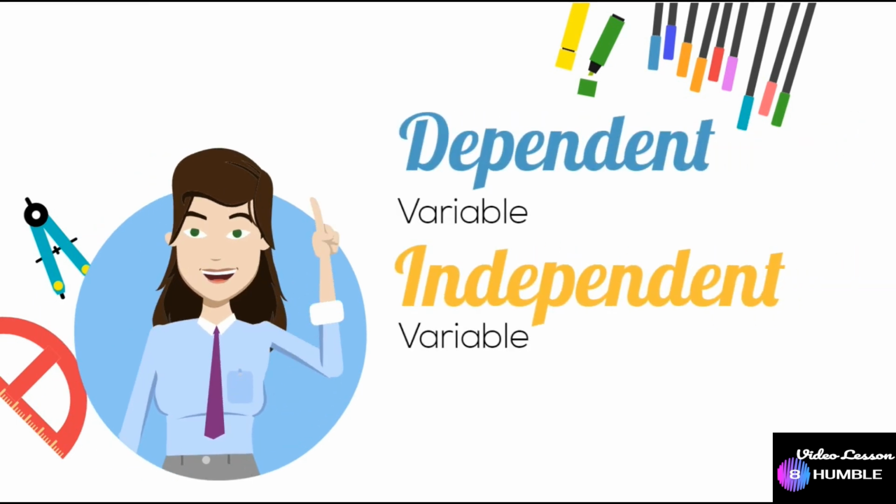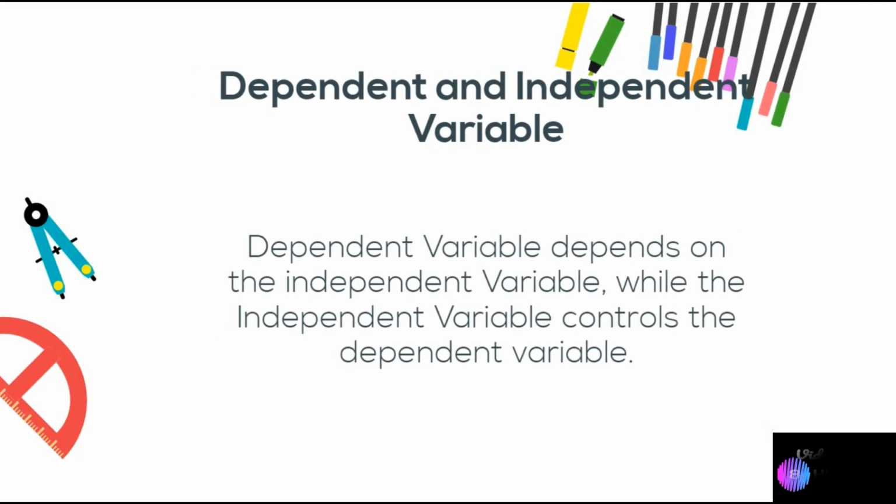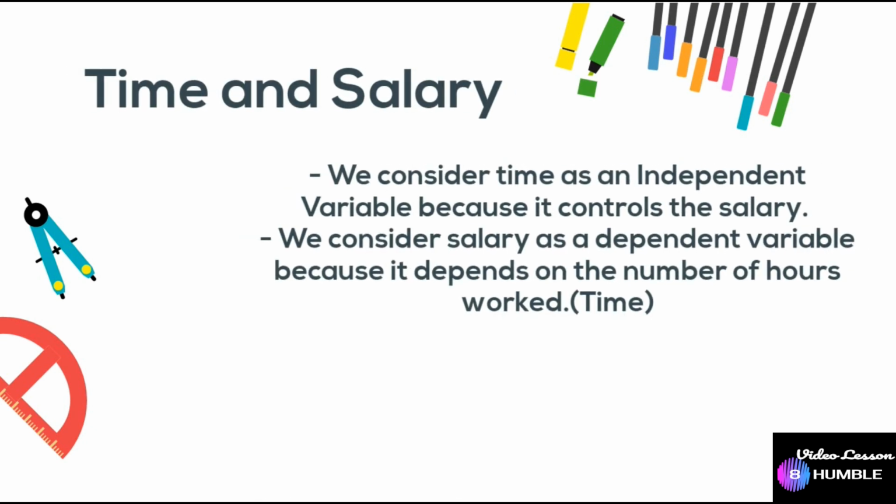Dependent and independent variable. We will know that the given is dependent because it depends on an independent variable, while the independent controls the dependent variable. For example, the given are time and salary. We consider time as the independent variable because it controls the salary, and we consider salary as the dependent variable because it depends on the number of hours worked, or time.